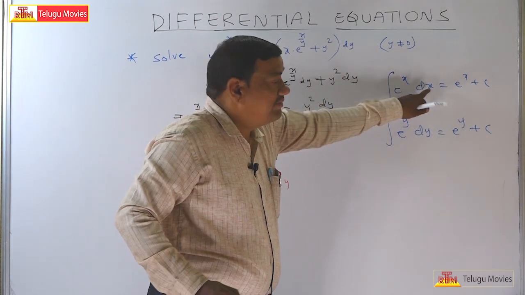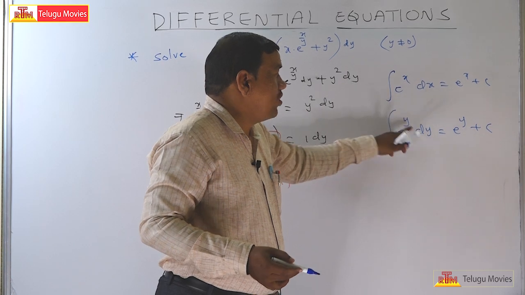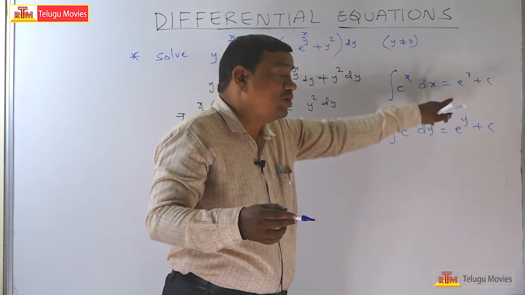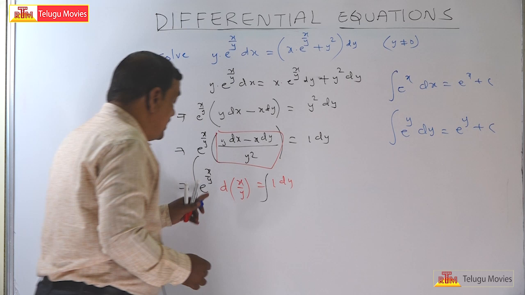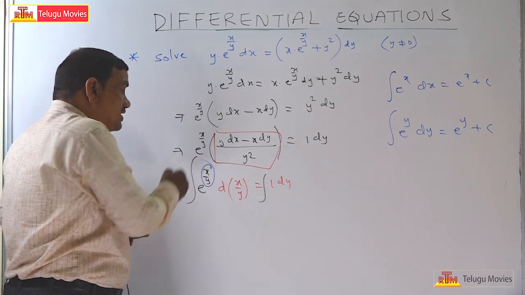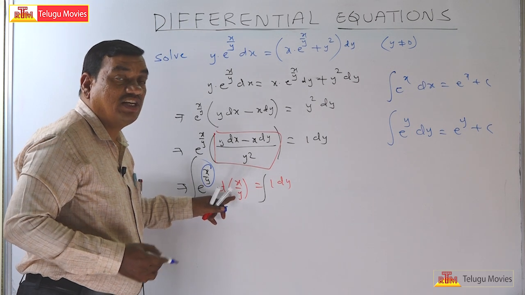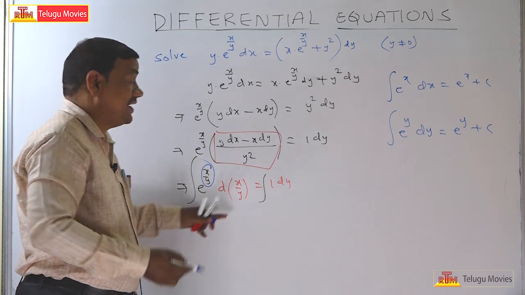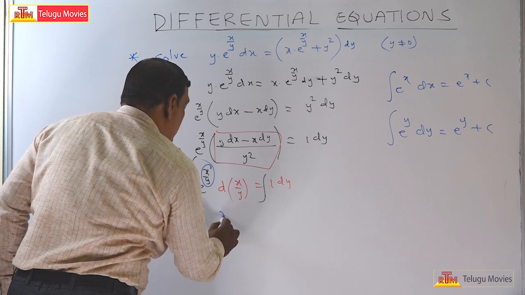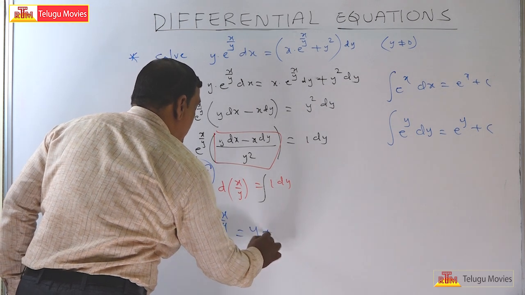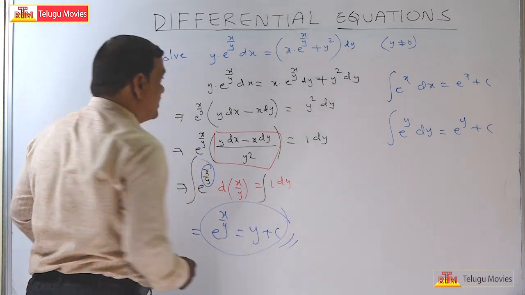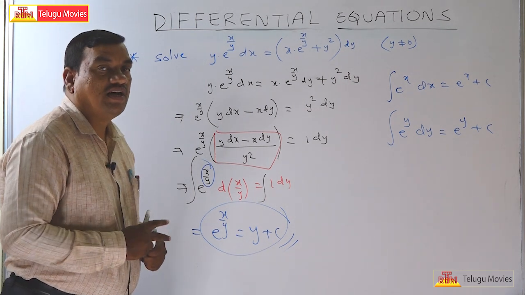e power x with respect to x, e power y with respect to y, that is equal to e power y you are getting. So here also e power x by y with respect to x by y you are getting. With respect to x by y you have to integrate. That's why your answer is e power x by y is equal to y plus c. So this is your final answer.